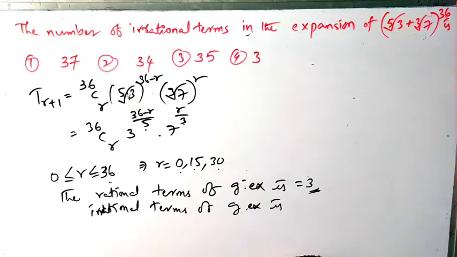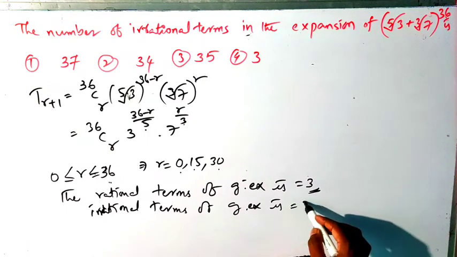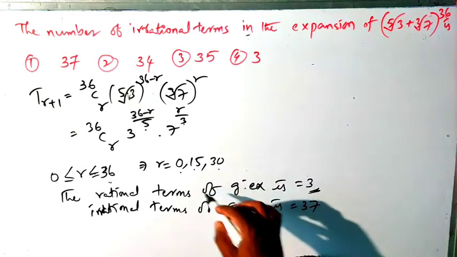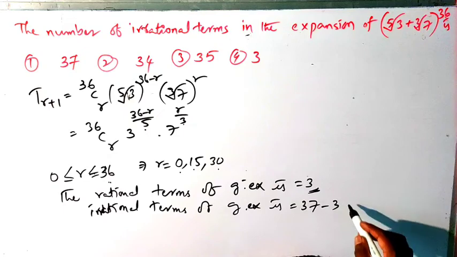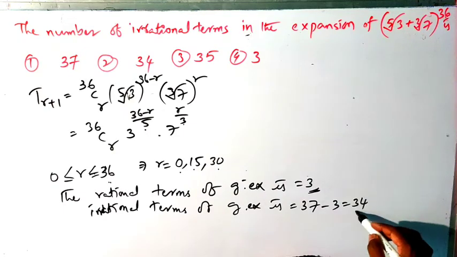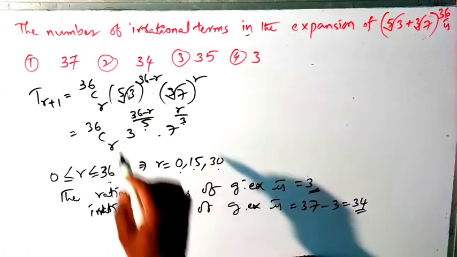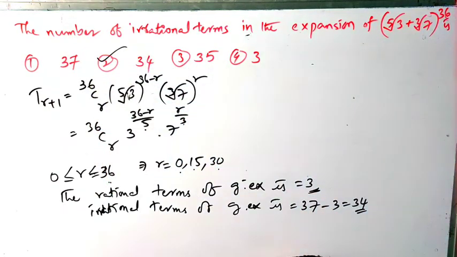Total number of terms, how many are they? Not 36, 37 terms exist here. So from 37 we delete the rational terms, then we get the irrational terms of the given expansion. So 37 minus 3 is nothing but 34 terms. So 34 is the right answer.